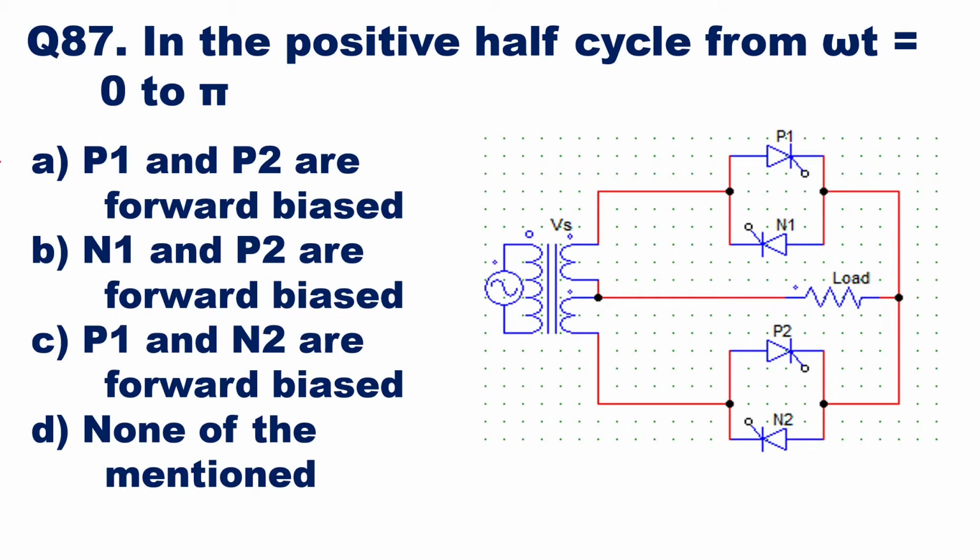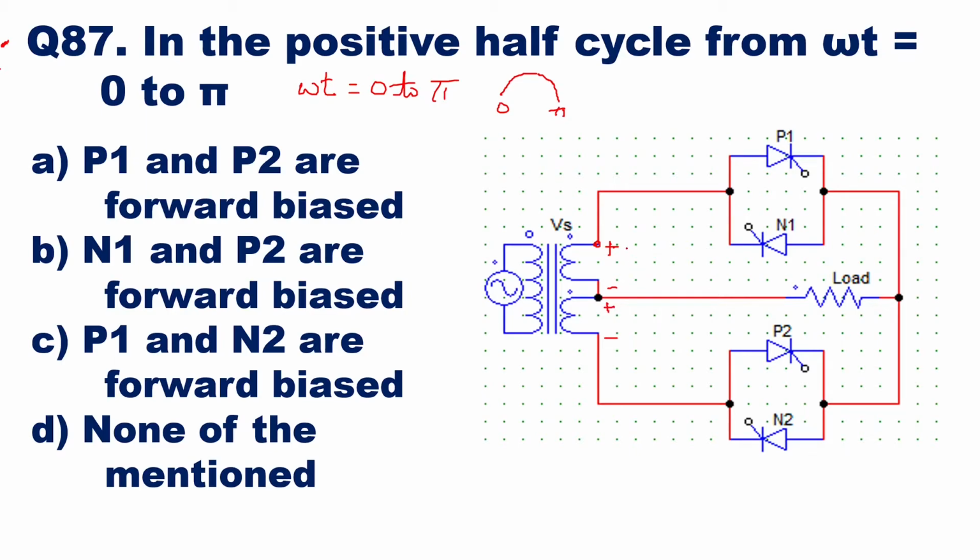Okay. Now, when the input is from omega t equal to 0 to pi, that means it is 0 to pi. So this is how you can show the input, 0 to pi. Now in this case, the point here of the transformer will be positive, this will be negative, this will be positive, and this will be negative in a center tap transformer.